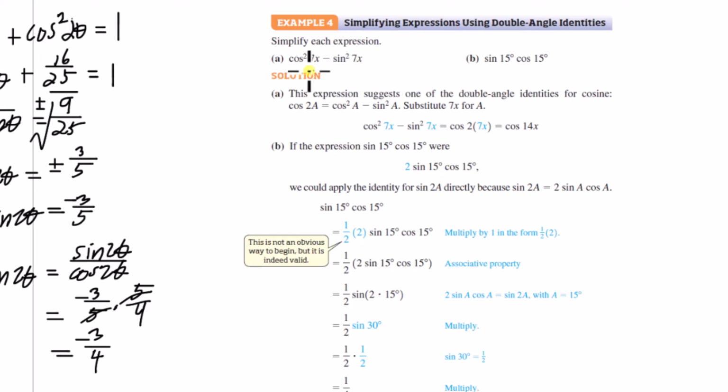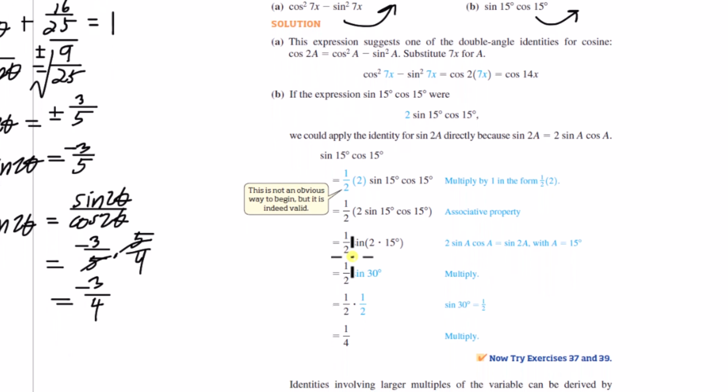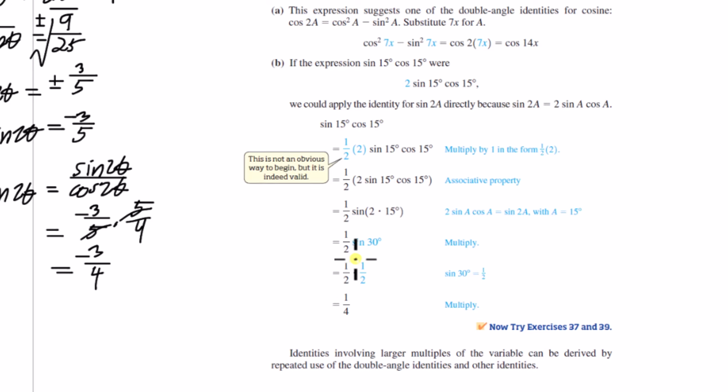Oh, yeah, right. This is a double angle identity that combines, this turns into cosine of 14x, right? And then here you're going in reverse. You're going back to the double angle formula. Same here, right? Sine 15 cosine 15 is, if there was a 2 here, you could put 1/2 times 2, and you haven't changed the expression. Now 2 sine 15 cosine 15 is sine of 2 times 15, sine of 30.